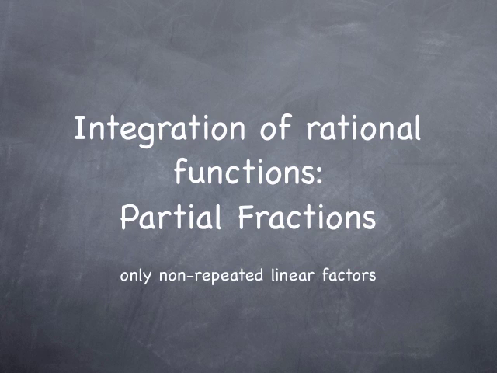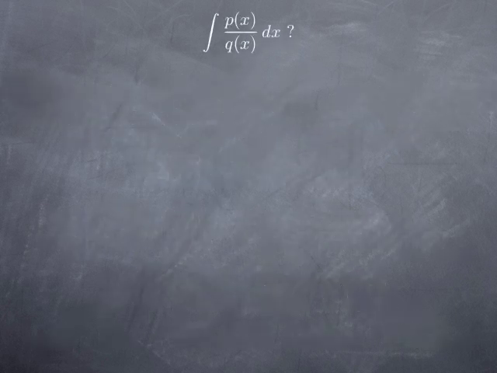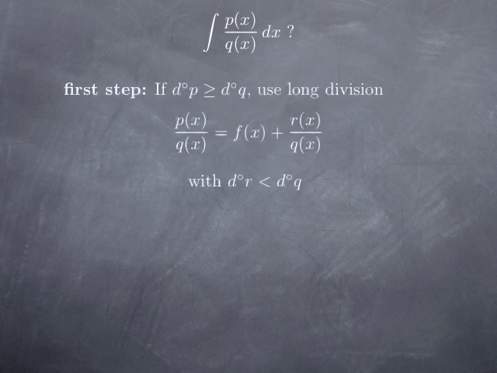Continuing our study of integration by partial fractions, we're going to look at the first case, the case where the factorization of the bottom contains only non-repeated linear factors. So we've seen that when we want to integrate a quotient of polynomials, in other words a rational function, the first thing to do is to use long division in the case where the degree of the top is not less than the degree of the bottom.